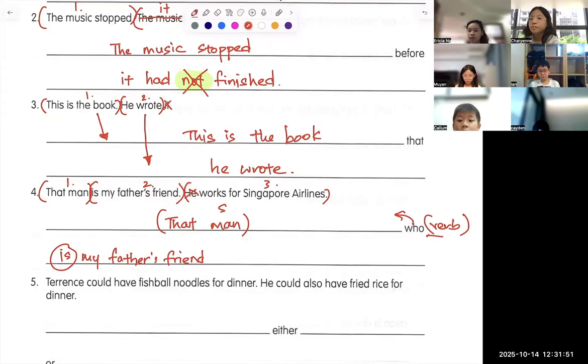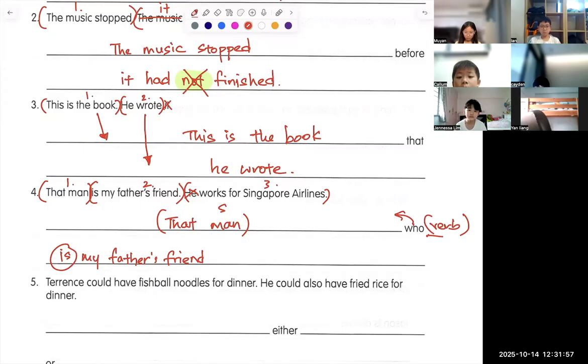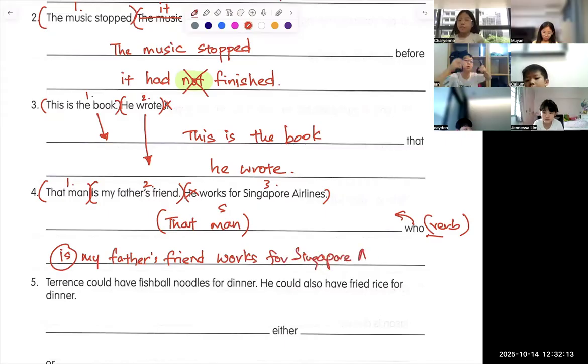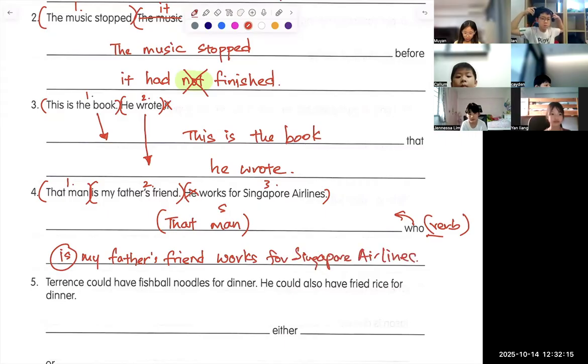So just now, when we look at Yan Liang's answer, that man is my father's friend who works for Singapore Airlines, there's a little bit of a problem there, right? Because it pushes the works to the back. So that man who is my father's friend works for Singapore Airlines, right? Okay, so that's the correct answer.